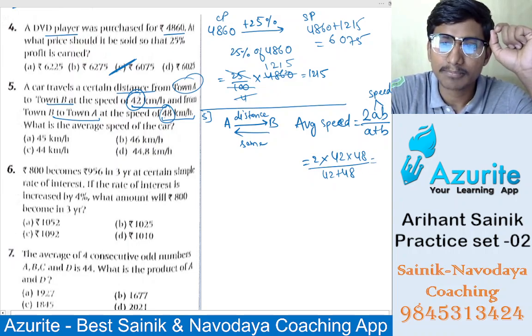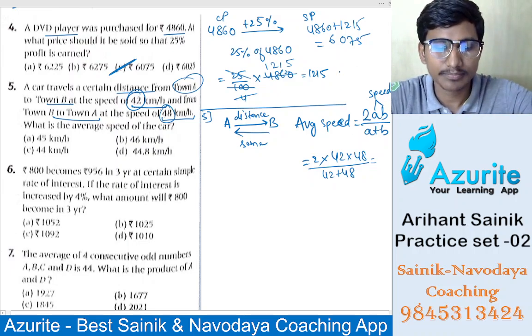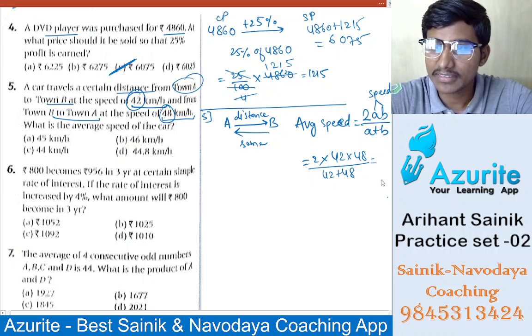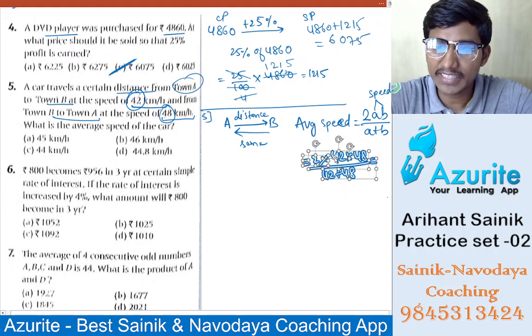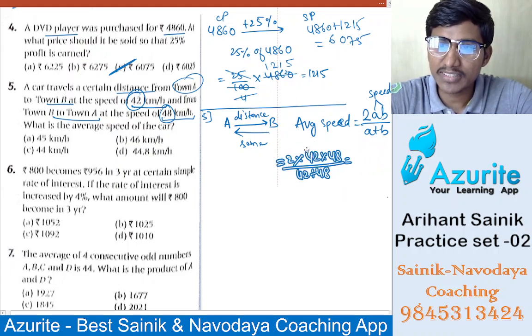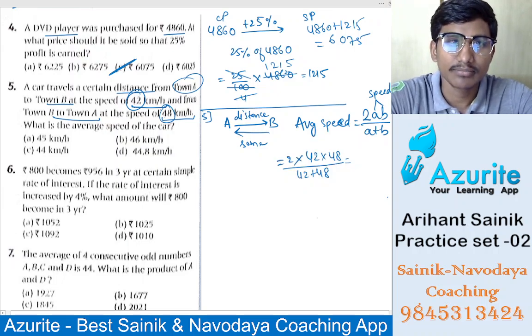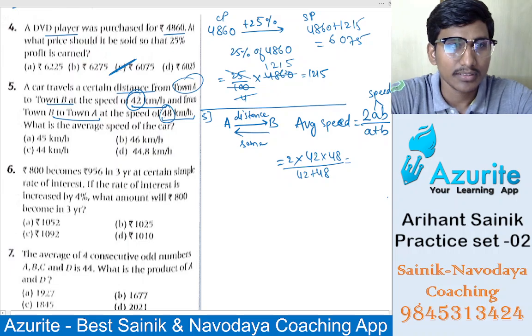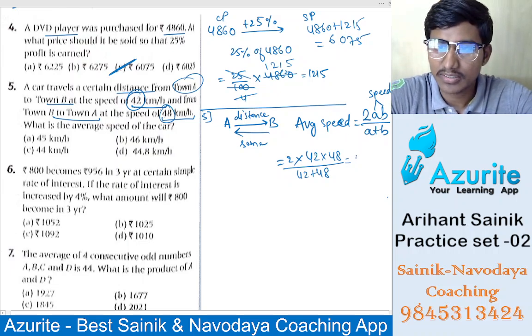So how much will it be? 42 plus 48 is 90, right? So that is 90 here. So 90 means you have to divide. What is the answer for that? See here. So this is 2 into 42 into 48 divided by how much? 90 now.